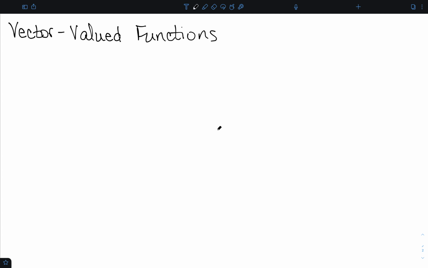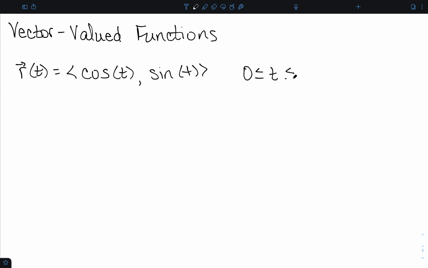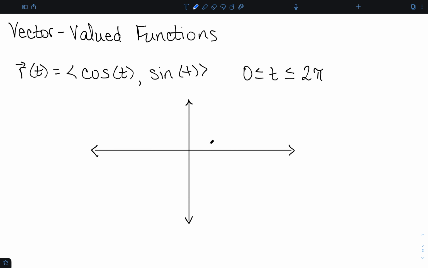I want to look at defining vector-valued functions. As an example, let's look at this function r of t equal to cosine of t, sine of t. And I want to let t be all the values between 0 and 2 pi. So each of these are vectors, and I want to think about where the vector terminates for each point.